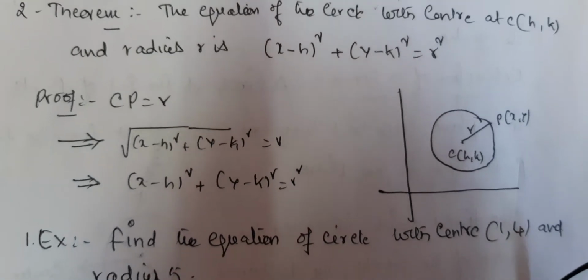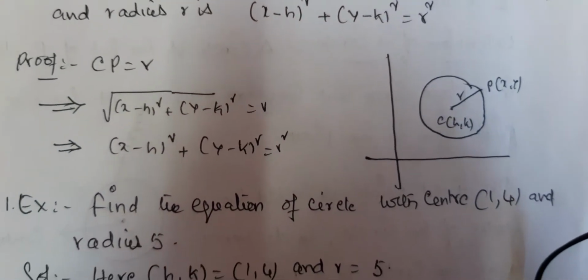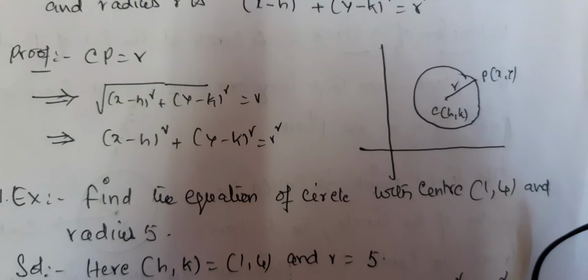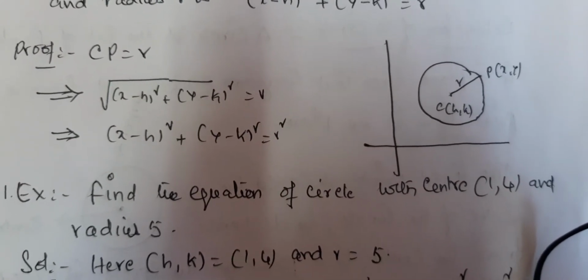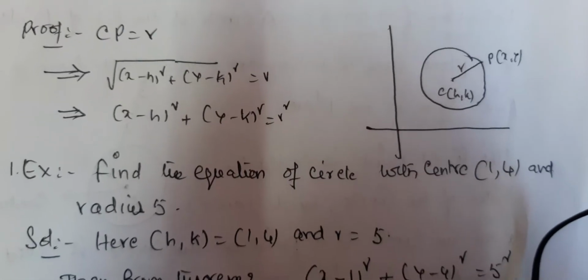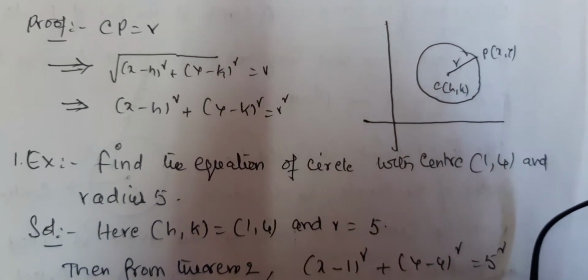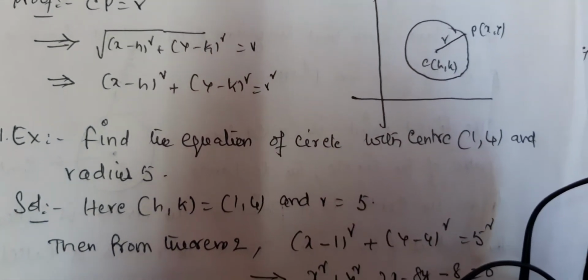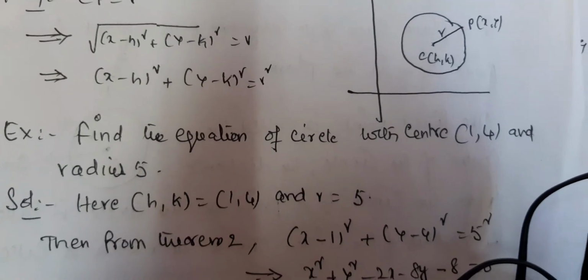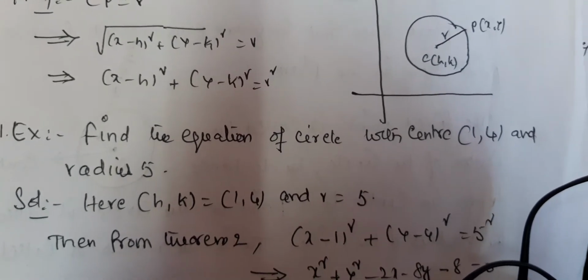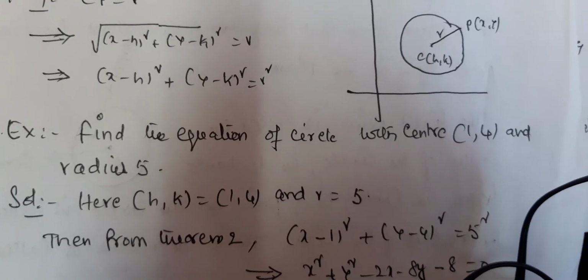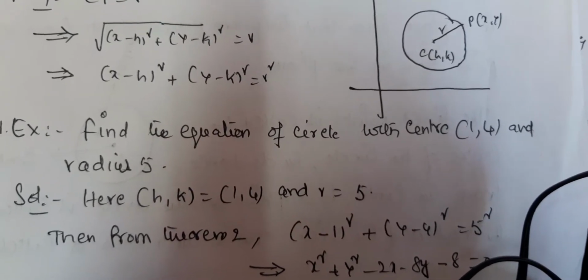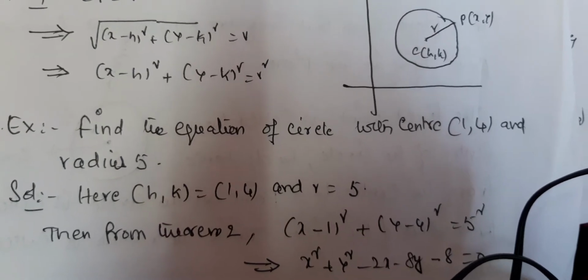So let us see an example. Find the equation of a circle with the center (1, 4) and radius 5. Here the center (h, k) is equal to (1, 4) and radius r is equal to 5. Then from the above theorem, (x minus h) whole square plus (y minus k) whole square is equal to r square. Instead of h we write 1 and in the place of k we write 4: (x minus 1) whole square plus (y minus 4) whole square is equal to 5 square.